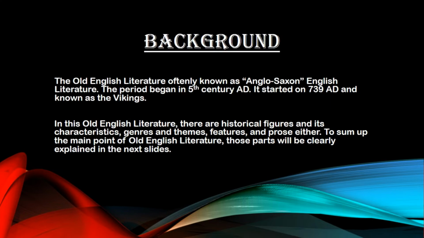The first slide is background. Old English literature is often known as Anglo-Saxon English literature. The period began in the 5th century AD and is known as the time of the Vikings. In this Old English literature, there are historical figures and their characteristics, genres and themes, features and prose. To sum up the main points of Old English literature, this part will be clearly explained in the next slides.